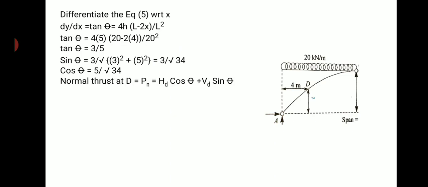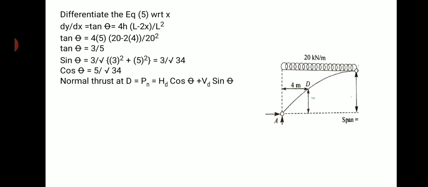So by this, the normal thrust at point D is denoted by Pn. Pn is the normal thrust force at point D. So it is equal to HD cos theta plus VD sin theta. HD cos theta plus VD sin theta.